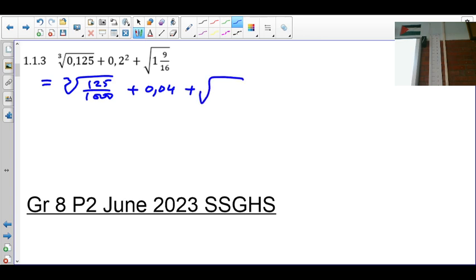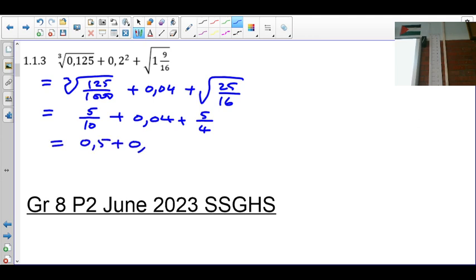Plus, we change that to improper fraction, it's going to give you 16 plus 9 is 25 over 16. The cube root of 125 is 5 over the cube root of 1,000, of course, is 10. Plus 0,04 plus the square root of 25, of course, is 5, the square root of 16 is 4. One of two things I can do, I can either change it to fractions, or I can change it to decimal. So that's going to be 0,5 plus 0,04 plus that is going to be 1.25.